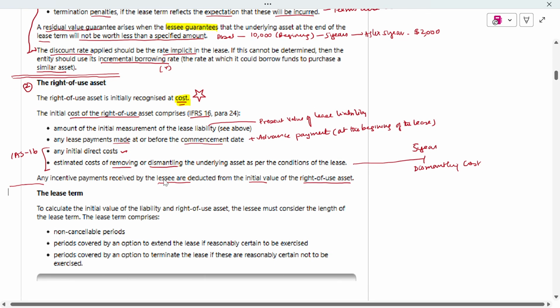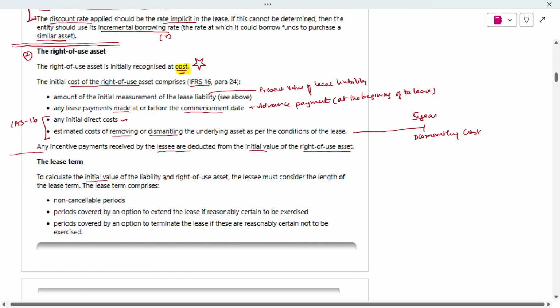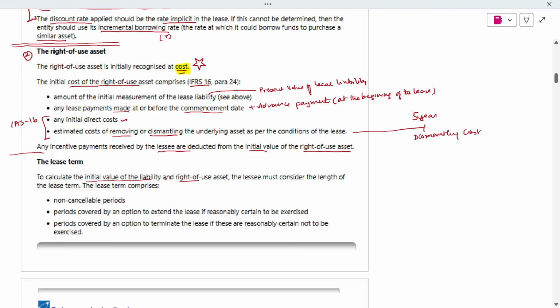The third part is the lease payment. To calculate the initial value of the liability and the right-of-use asset, they must consider the length, the duration of the lease. It should be non-cancellable, plus the period covered by an option. See, we'll take it for 2 years, then we will make an extension for a further 2 years.